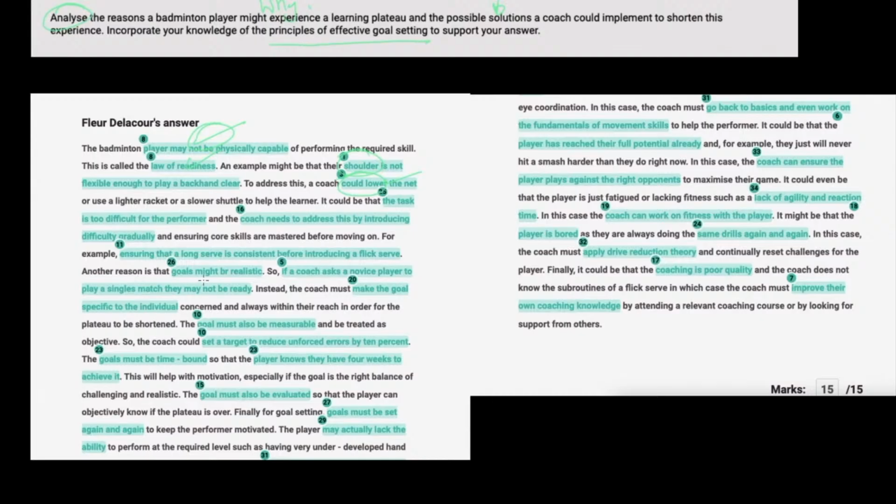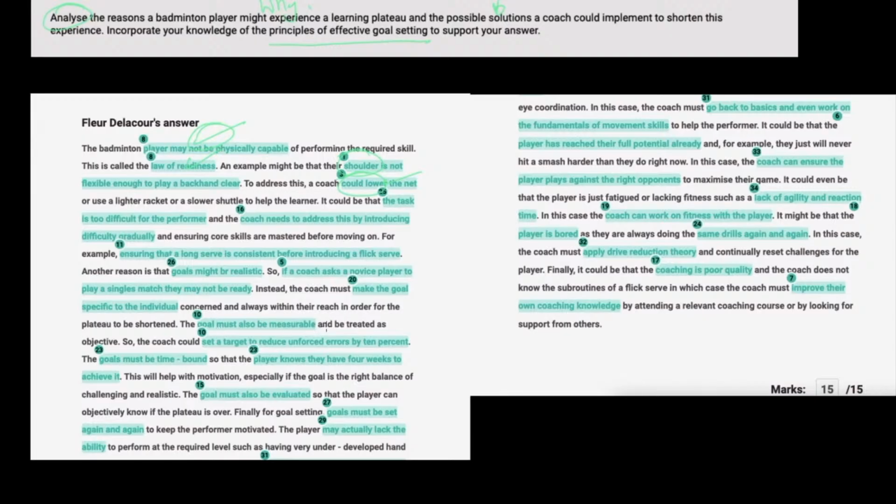Here, another reason is goals might not be realistic. If a coach asks a novice player to play a singles match, they may not be ready. Instead, the coach must make the goal specific to the individual concern and always within their reach in order for the plateau to be shortened. Did you see how we're now incorporating our knowledge of goal setting? The goal must also be measurable.